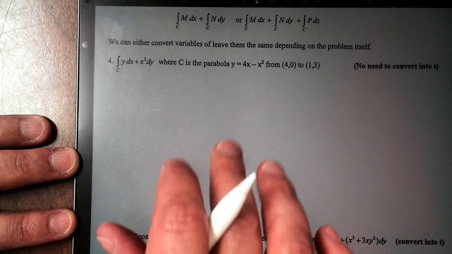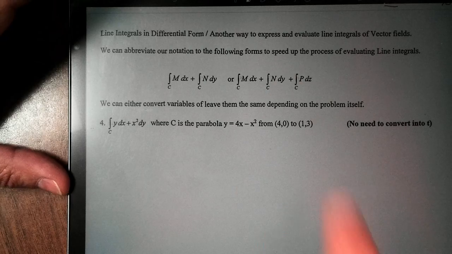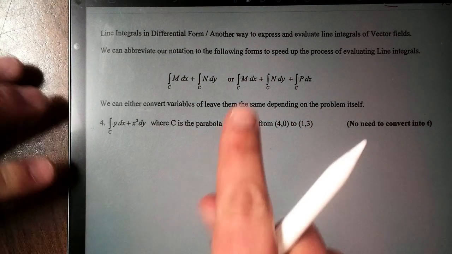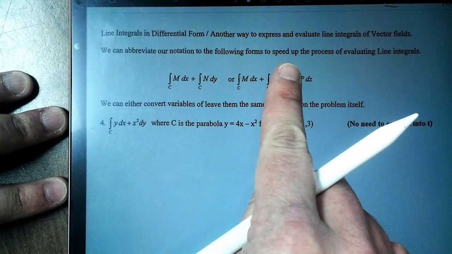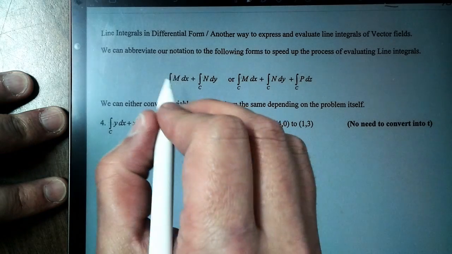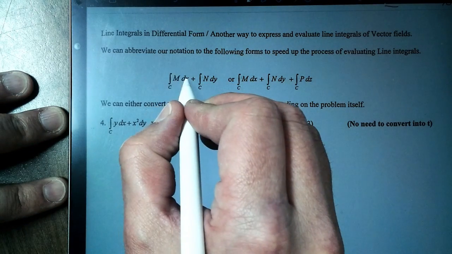So let's take a look at an example. Here's our rule right here. Line integrals in differential form is just another way to express and evaluate a line integral of a vector field. We can abbreviate our notation to the following forms to speed up the process of evaluating integrals. So again, we can take the line integral of our partial with respect to x, dx.